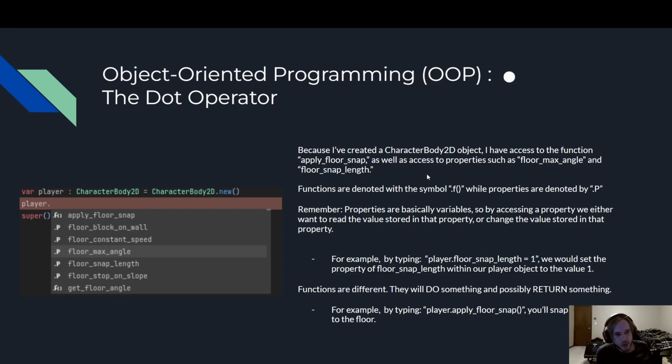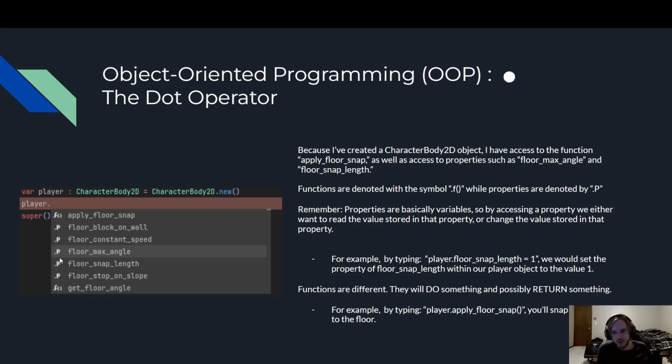Functions are denoted with a little f and parentheses symbol. So if you know what functions are and you know how to use them, it kind of looks like a little function at the beginning of functions. Properties are denoted by a capital P. And you can see the difference here. So these are going to be properties and these are going to be functions.